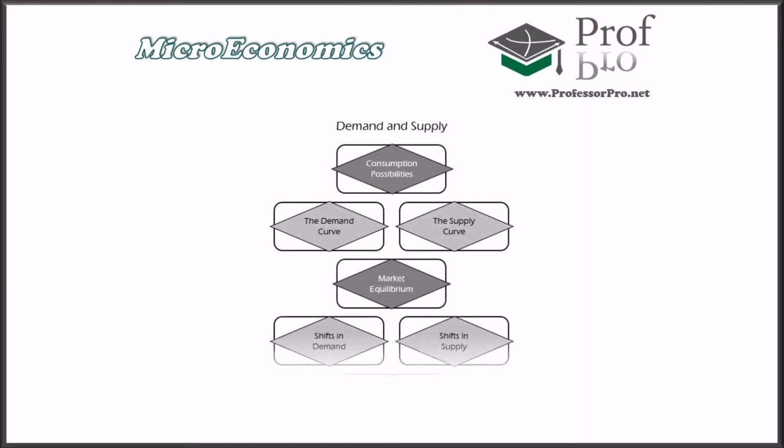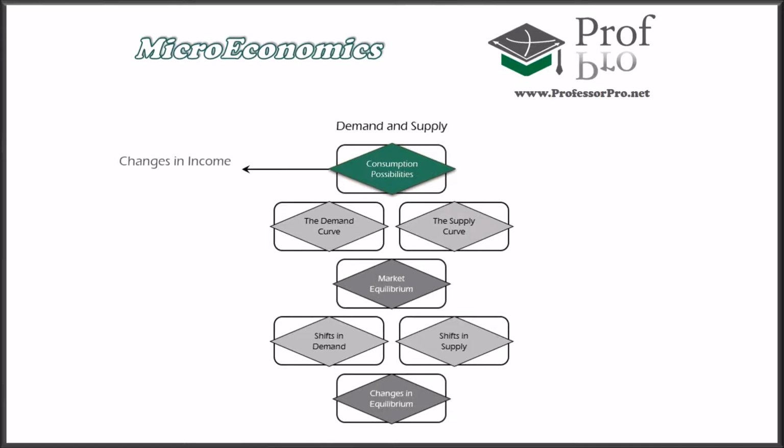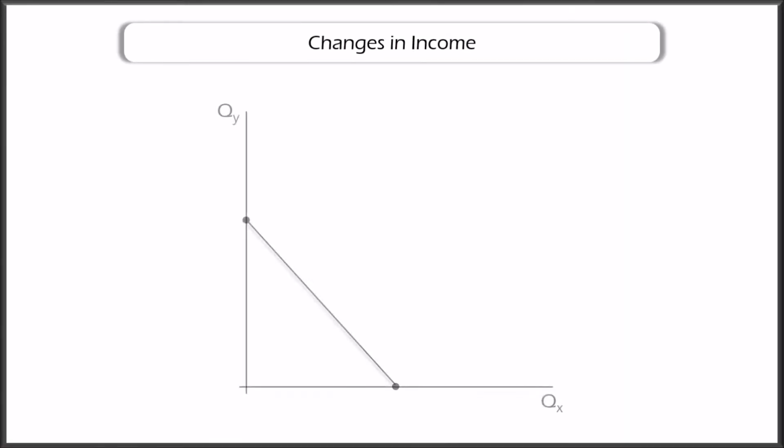Now that we've seen the theory behind the consumption possibilities, we can cover some exercises on the topic. Let's see how to answer questions on changes in income and on changes in prices. How would the consumption possibilities of an individual change if his or her income increased?